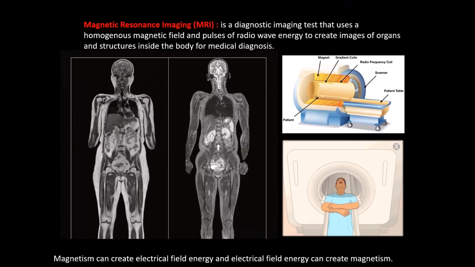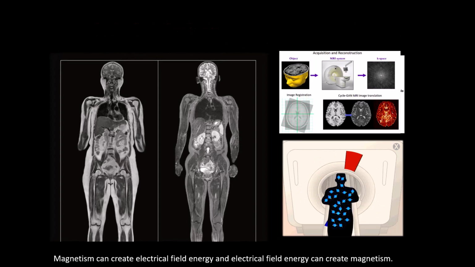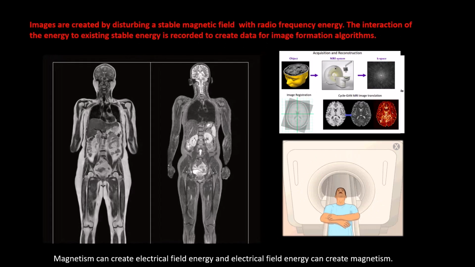Magnetic resonance imaging is a diagnostic imaging test that uses a homogeneous magnetic field and pulses of radio waves to create images of structures and tissue. Images are created by disturbing a stable magnetic field with radio frequency pulses. The interaction of the energy pulses with the homogeneous field is recorded to create data. This data is used with imaging algorithms to create visual images of tissue.